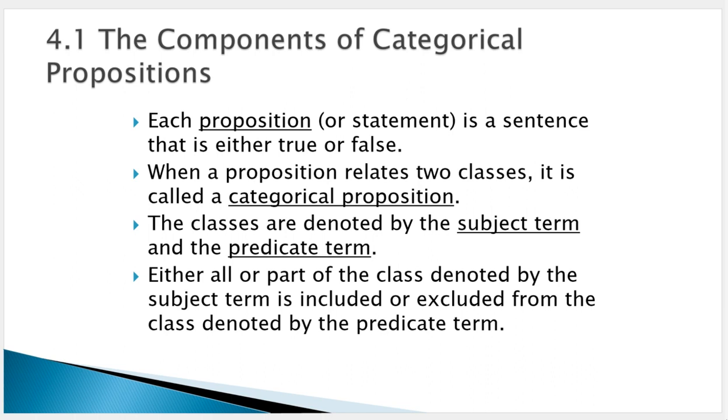I'm sure most of you have never seen this stuff before, so again, don't be afraid. You're going to practice. You're going to get stuff wrong. It's okay. Just keep practicing, keep studying. Here we go. Section 4.1 is called the components of categorical propositions.